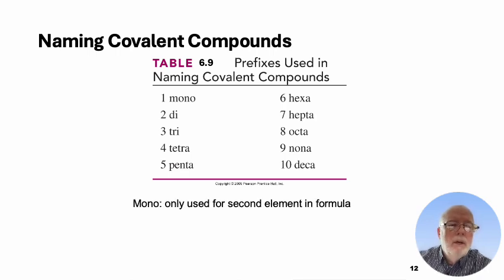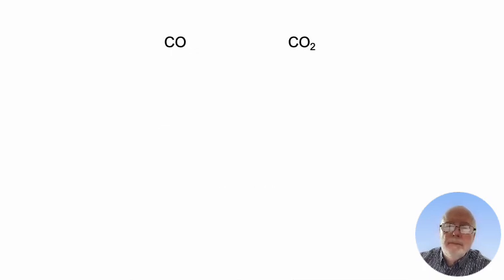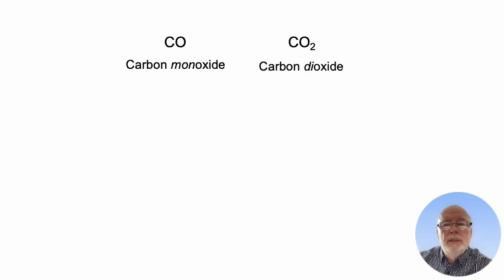Now one thing about mono is it's only used for the second element in a formula. It's never used for the first element if there's just one atom of it. So let's take a look at a couple. CO and CO2. Because carbon and oxygen form these 2 compounds, we have to have a different way of distinguishing between them than just calling them carbon oxide. So I'm going to call the first one carbon monoxide. Notice I dropped off an O in oxide so that I'm not saying monooxide. So monoxide. And then CO2 would be carbon dioxide. Looks pretty straightforward.